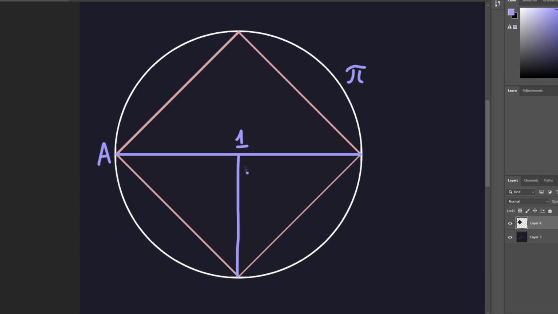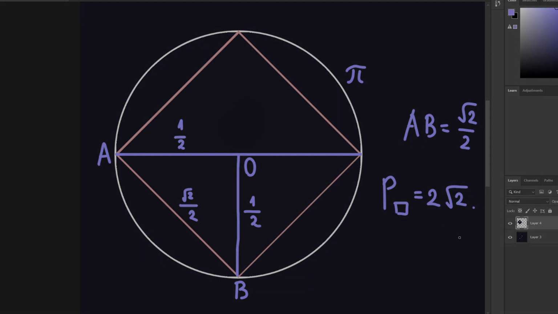So after labeling some vertices as A, O, and B, we can see that AO is the radius of the circle, and BO is also a radius of that circle. But we know that the diameter of that circle is 1. That means each of those segments is 1/2. Well, we can use the Pythagorean theorem to find AB. The segment has the length square root of 2 over 2. So in order to find the perimeter of the square, we have to multiply that side by 4, because the square has 4 same sides.